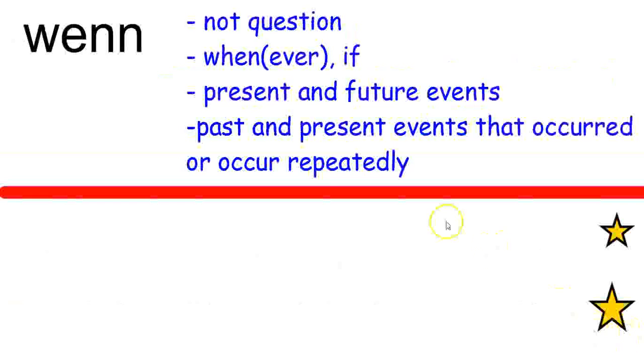So, wenn is also not a question word. It's like when or if. This deals with multiple tenses, but the most important thing to note is that when events occur repeatedly, so it's something that happens over and over again. This is kind of an easy memory trick because even in the word wenn, we have two n's that are repeated, and that may help you remember that wenn is a repetitious event.